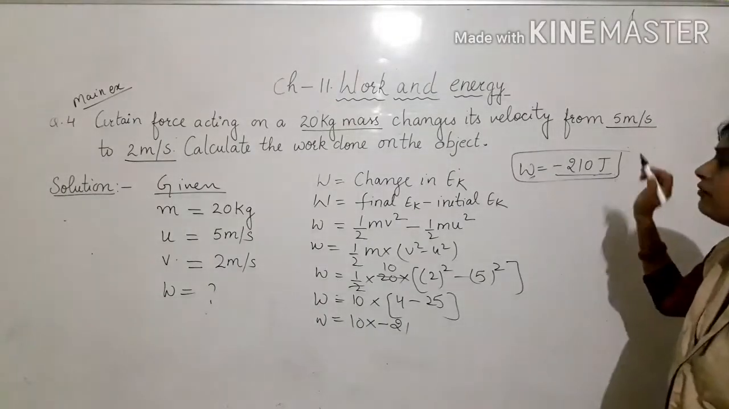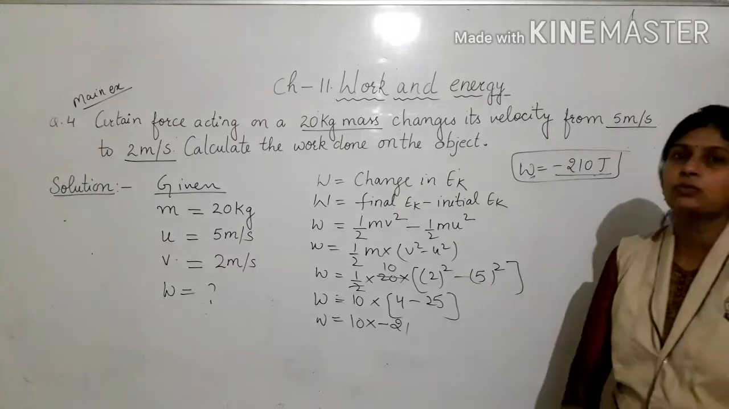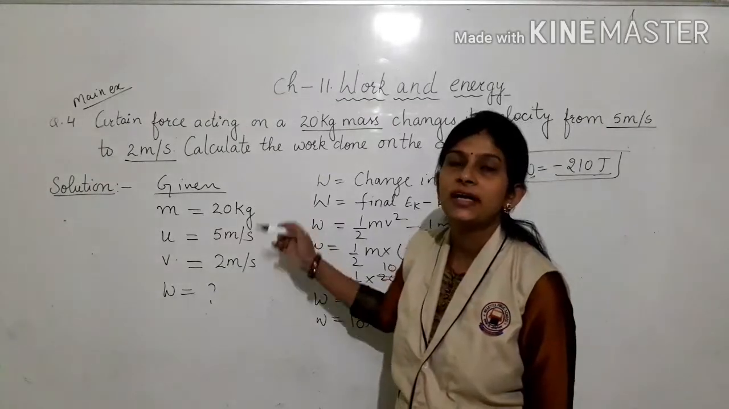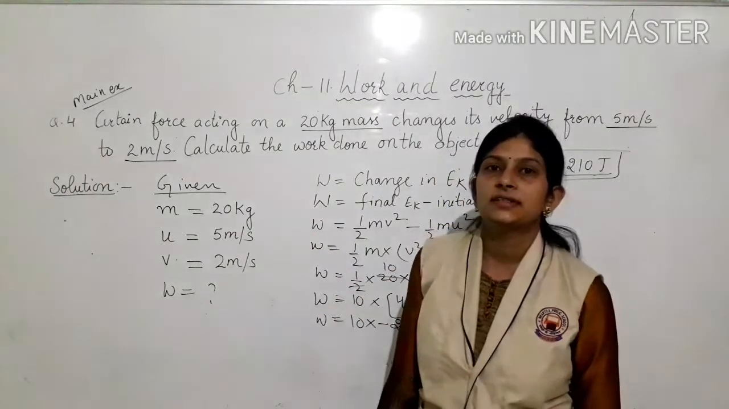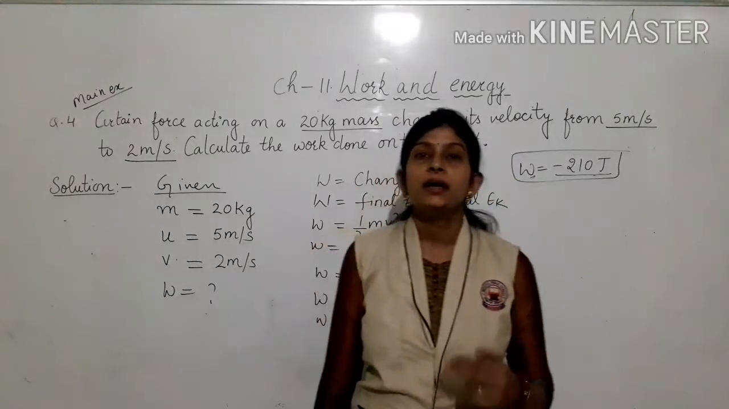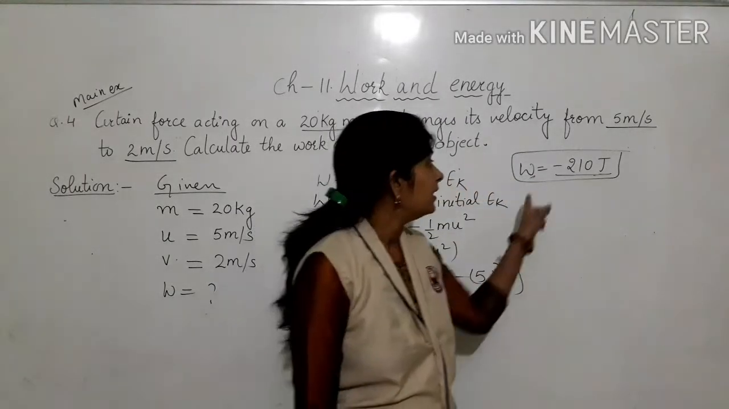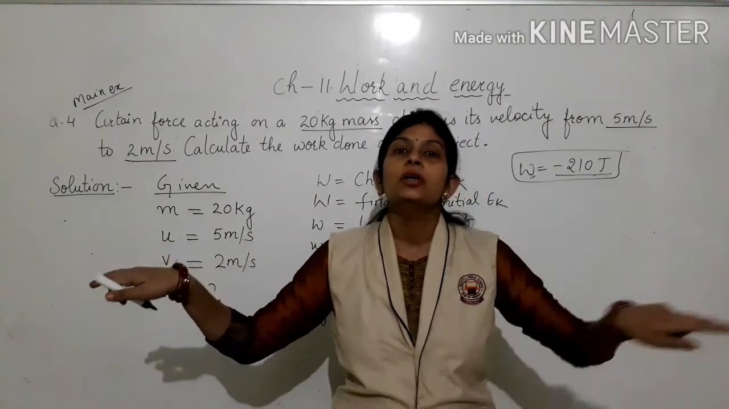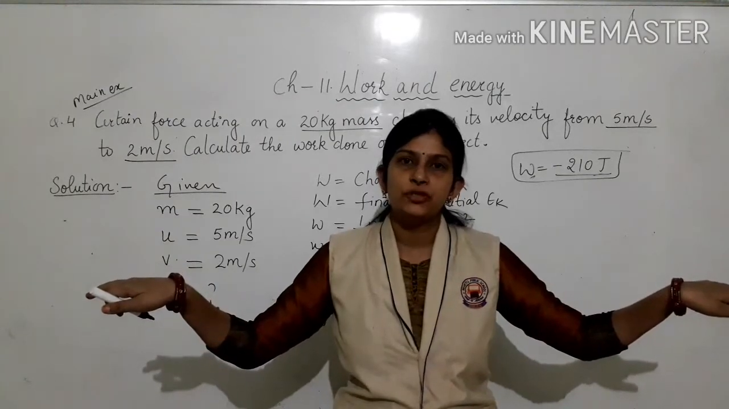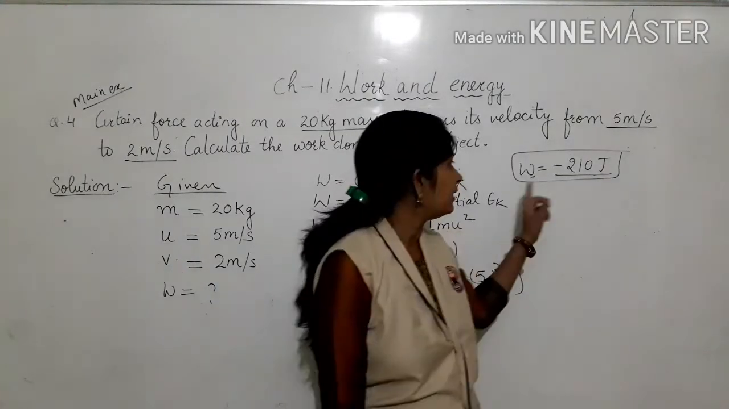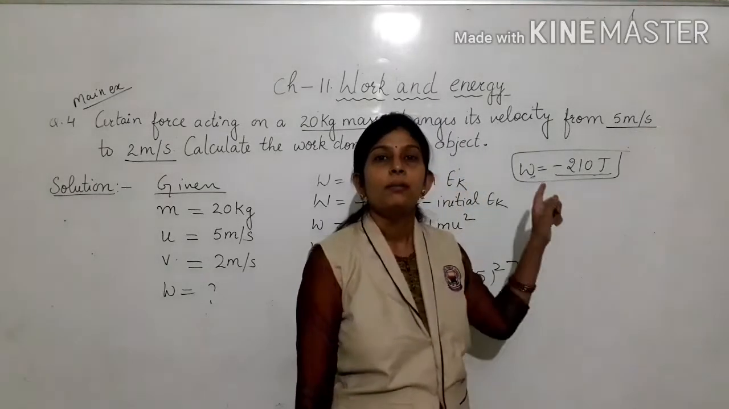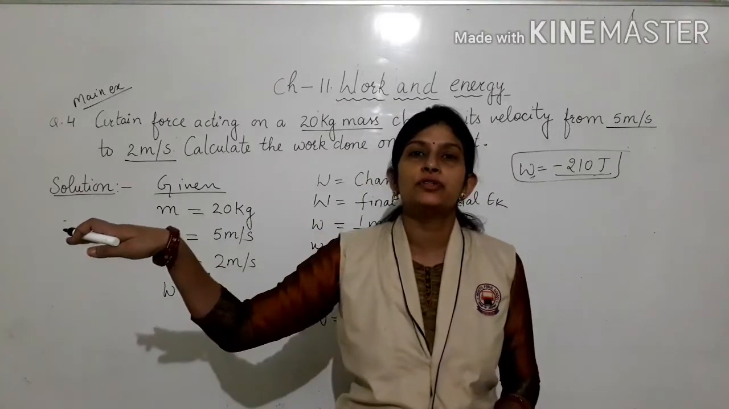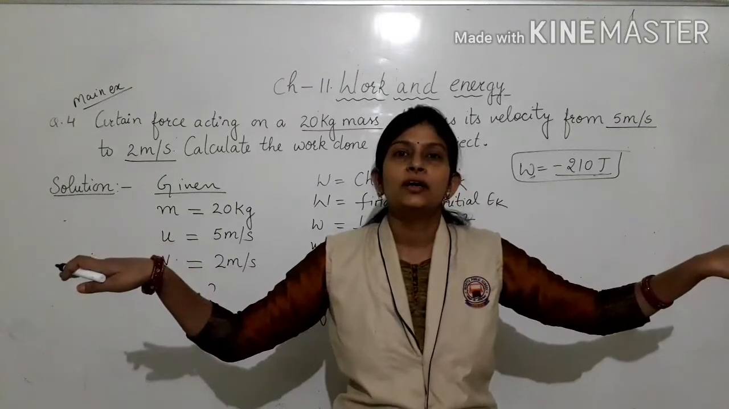It means a negative work is done on the object. That is why the object's velocity decreases, so its kinetic energy also decreases. Let me tell you one thing. In our previous class, we studied that negative work is the work when the direction of displacement is opposite to the direction of force on the object. So here a negative work, minus 210 joules, is done on the object. It means the direction of the displacement of the object is opposite to that of the force.